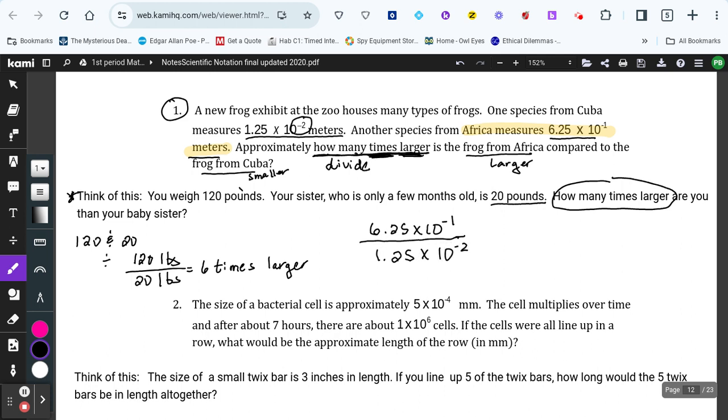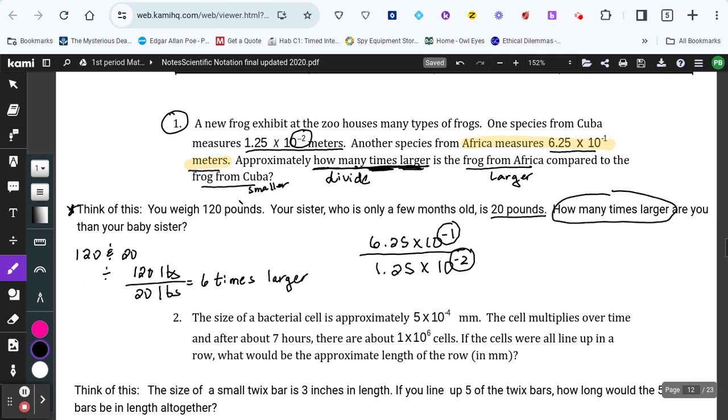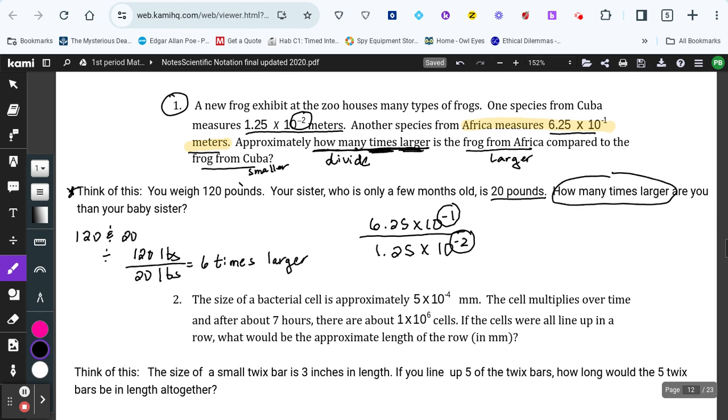But remember, when you're dividing in scientific notation, you divide the numbers, but make sure you write a subtraction expression for these exponents. All right. Now, the one thing I'm going to ask you is to make sure that you write your answer in scientific notation and in standard form. So I want you to write it both ways.